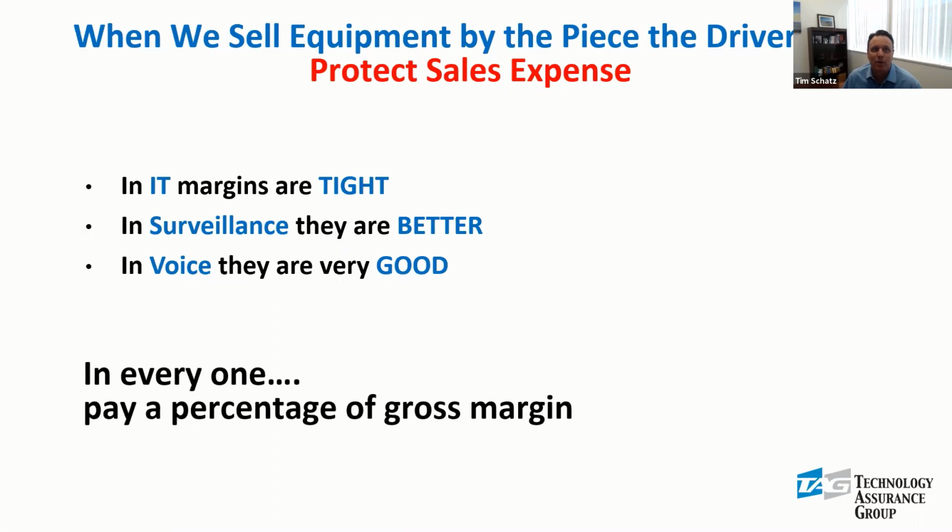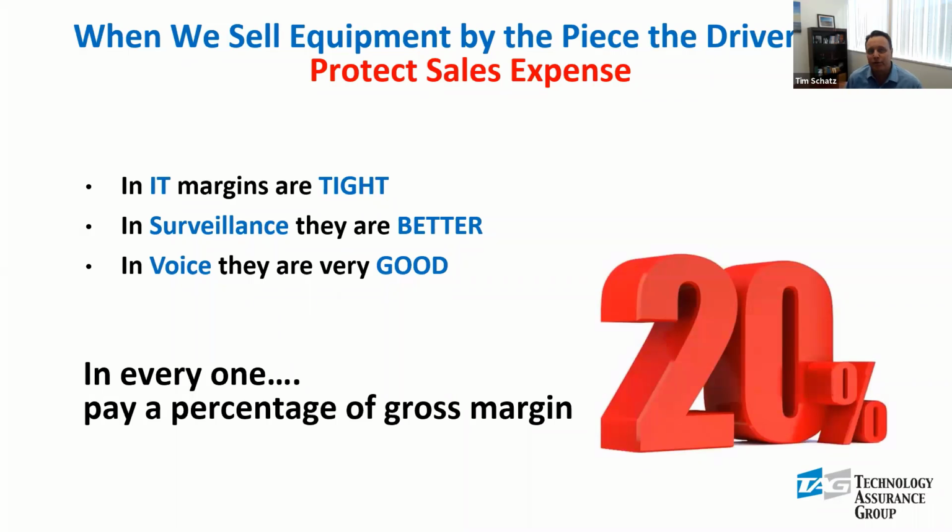In every one of these, when we pay a commission on it, we never really want to pay commission on top line. We typically would pay a percentage of gross margin. Whatever the gross margin is, we would commission a salesperson roughly 20 points on that margin. That way, especially in the IT world, let's say we have a $1,000 box and we mark it up 20%, we sell it for $1,200. Ideally, we don't want to be paying a commission on the $1,200.